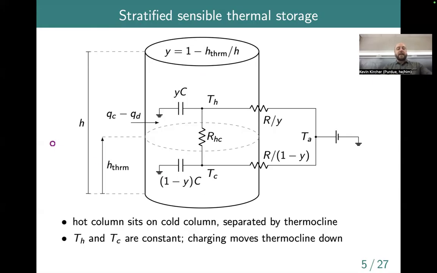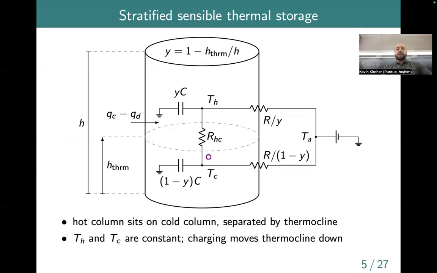Okay, so the schematic looks a little bit intimidating, but I'll walk through it here slowly. The basic idea is that we have a hot column of water up here, and then we have a cold column of water down here. The dashed line is what's called a thermocline. So cline like incline, thermo like temperature. So this is a steep temperature gradient, basically, where we go from hot to cold.